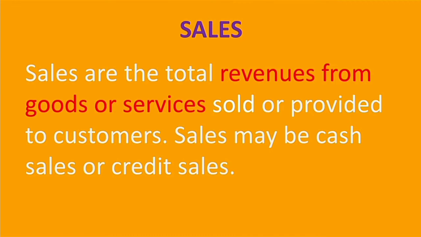And in case of a service-oriented business, the revenues from their services are known as sales. And sales are also of two types, cash sales and credit sales. First one, cash sales. In case of cash sales, we are receiving the amount immediately, at the time of sales itself. And in case of credit sales, the amount is getting delayed. We are not getting the amount immediately. It will take some time. Such types of sales are credit sales.